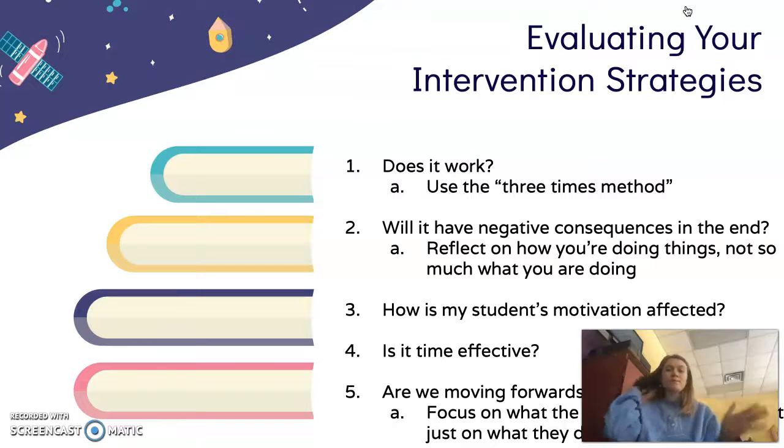For this one, you're reflecting on how you're doing things, not so much what you're doing. For example, if you feel like the best way to tell a kid that they're making an error in their writing is to air out their dirty laundry and tell the whole class, it's going to have really negative consequences on their self-esteem in writing specifically, and then they're not really going to want to write. So you have to have a positive approach to how you're doing things.